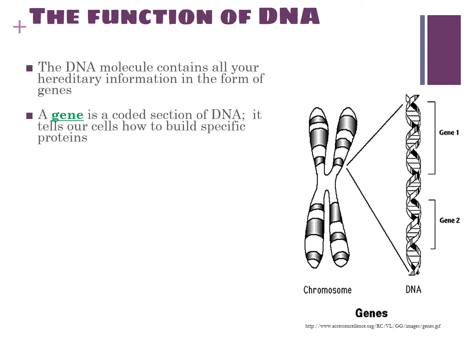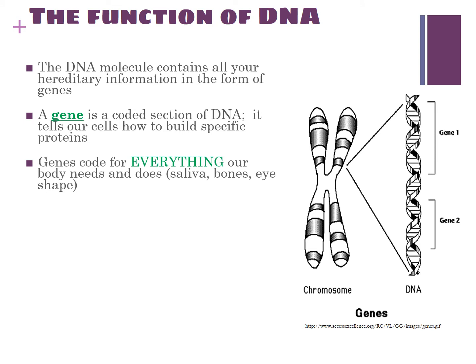Again, a gene is a section of DNA that is coded, and that means that it tells our cells how to build specific proteins that the organism needs. Genes are going to code for everything that the body needs or that the body does. So things like your saliva, your bones, your eye color, your eye shape, your hair texture, your skin color, all of those things are coded for by DNA, and they tell the organism to make a specific protein. So they tell your body to make a certain protein that controls those characteristics.